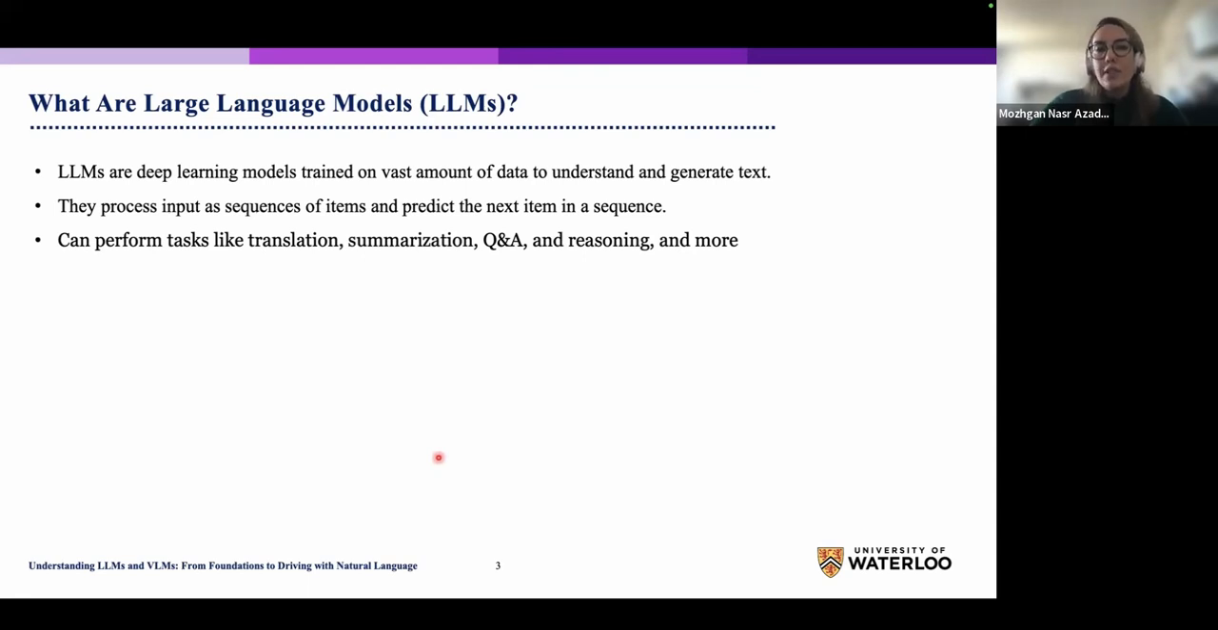We can see this process as the model trying to process the input as a sequence of items and predict the next item within the sequence. These items can be text, audio, images, or video. And this opened up a lot of interesting real-world applications, such as machine translation, text summarization, question and answering, code writing, reasoning, and a lot more.